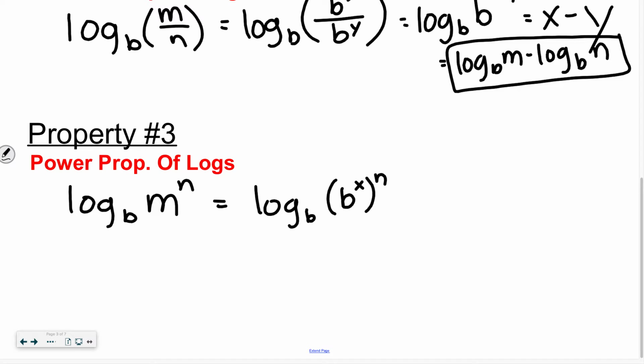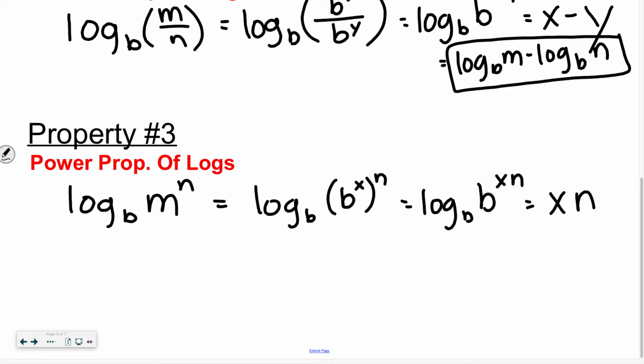What do you do with those two exponents? Multiply them. So that's really just log base b of b to the xn, which is xn by properties of logs. And then if you sub in x, x was that log base b of m.